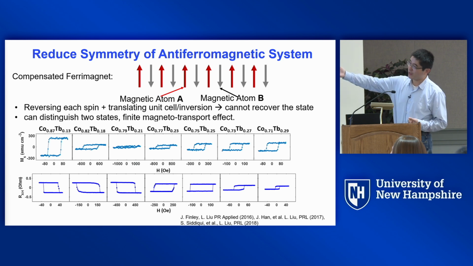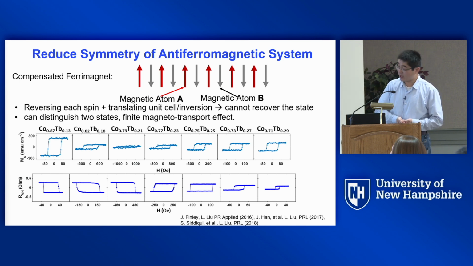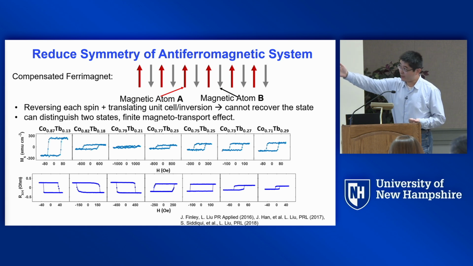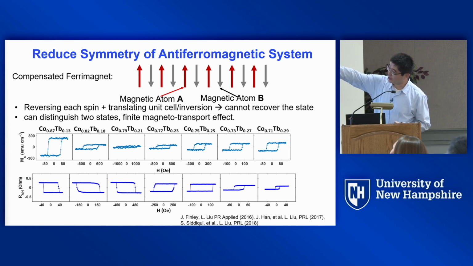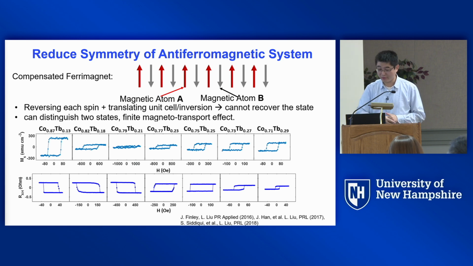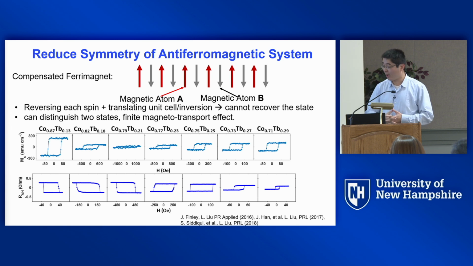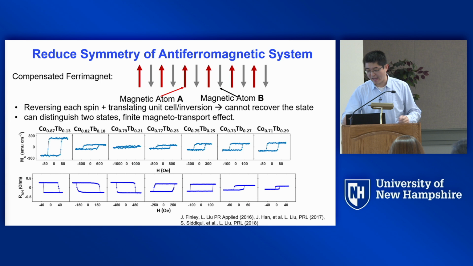For example, a few years ago, we also looked into this type of compensated ferrimagnet, for example, using cobalt and terbium alloy. At a certain point, for example, the top row of the data, at 21% of terbium atomic ratio, you get almost zero net moment. But at that same composition, if you look at the second row, which is anomalous Hall resistance, you will find that there is a finite and even very large anomalous Hall resistance. So basically it works. If you reduce the symmetry, you will get some finite transport effect. You can monitor the two distinguishable spin states.